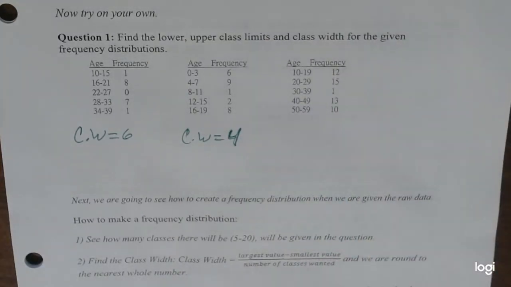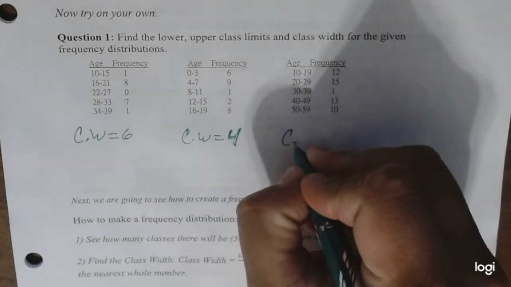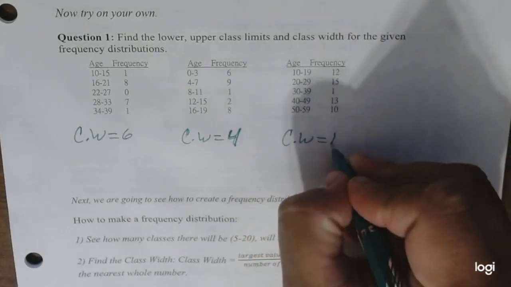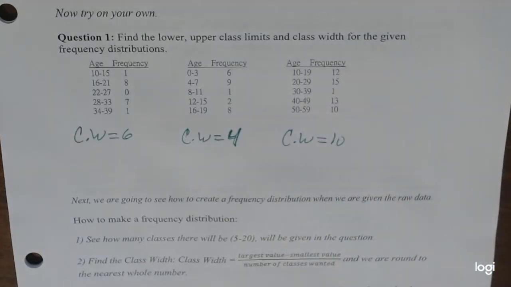Okay? And the last example: lower class limits 10, 20, 30, 40, 50. Upper class limits 19, 29, 39, 49, and 59. And then the class width should be 10, right? 30 minus 20 is 10. So hopefully these aren't too bad, right? Those definitions aren't too bad to deal with.